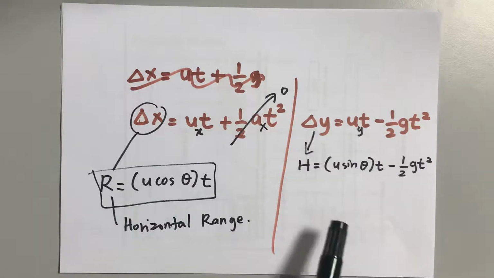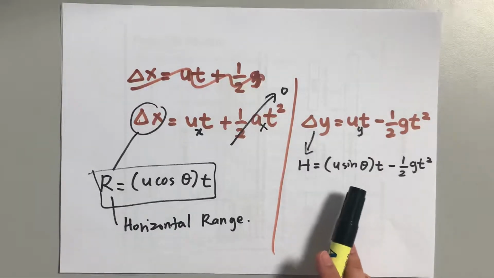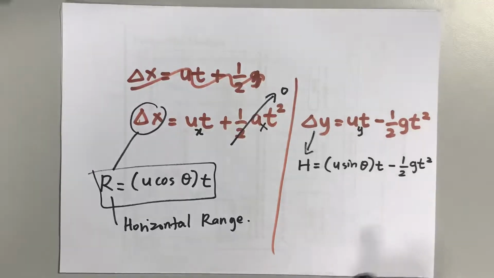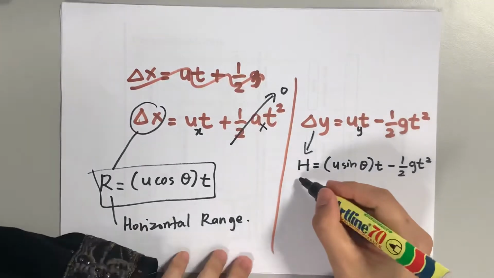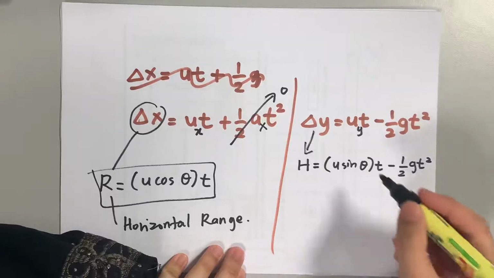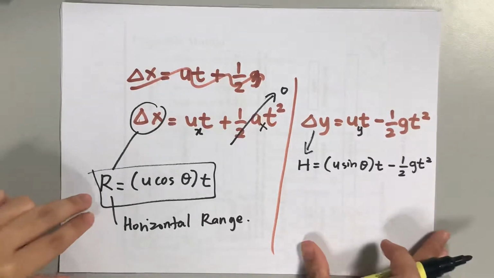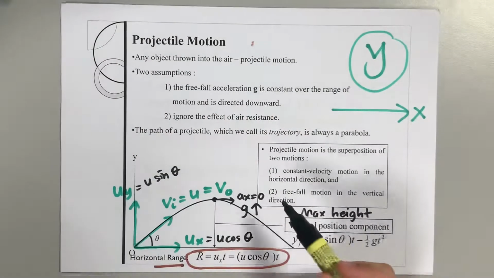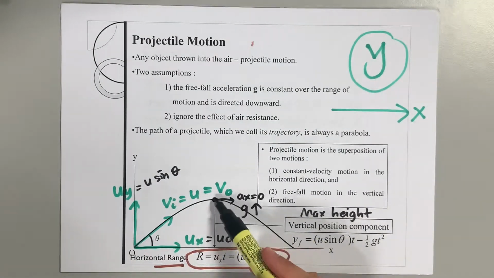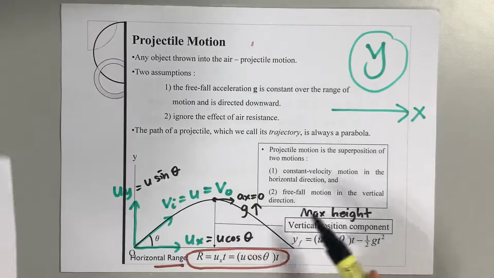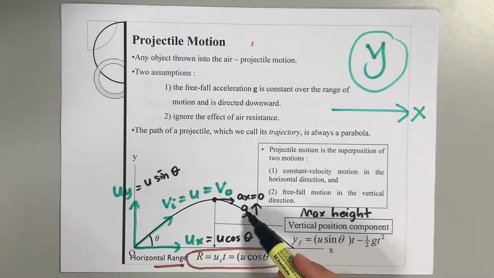Okay, maximum height h is equal to u sine theta t minus half gt squared. Sometimes they will use delta y. Why is there still a g, gravity, there? Because gravity affects the maximum height here.